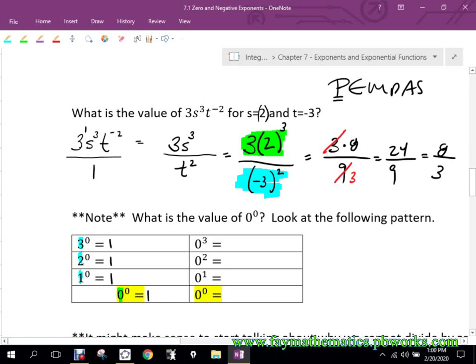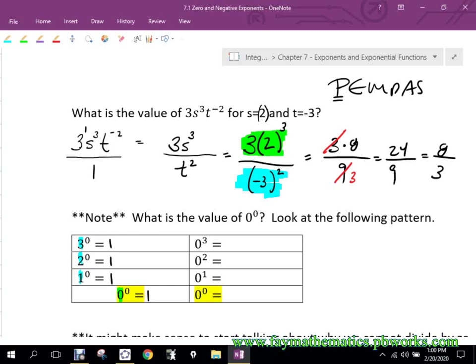So we get 1 there. Using this is called inductive reasoning. It's coming up with a conclusion using patterns. Okay? We get that 0 to the 0 we think should be 1 because of that pattern. Okay, look at the next column.